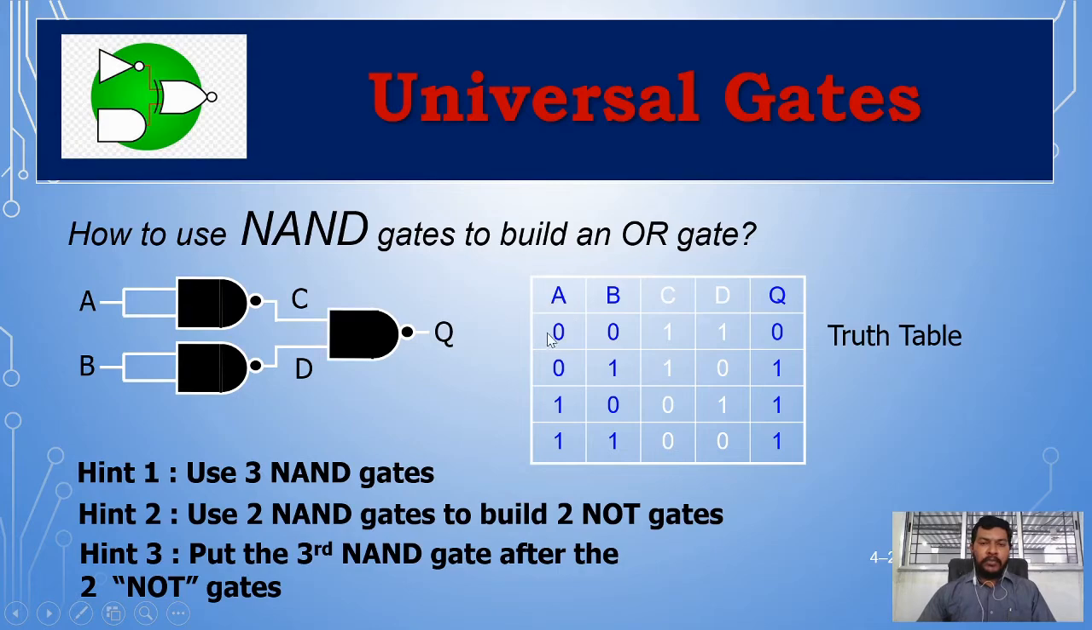Looking at the inputs, if we apply 0 0, the outputs of the NOT gates will be 1 and 1. So the input of the NAND gate will be 1 and 1, which gives 0. Similarly, when we apply 0 and 1, we get 1 and 0, and the output of 1 and 0 is 1. If you go through all the possible options, you will find that the output is similar to the OR gate, and this is how it works as an OR gate. So a NAND gate can be built to perform as an OR gate.